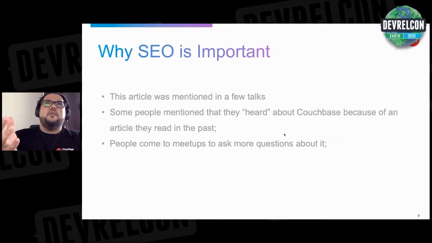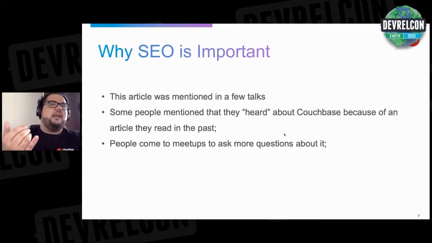And since I wrote this article 2 years ago already, it was mentioned in a few talks by other people that I never met. Some other people that I met at the booth mentioned that they had heard about Couchbase because they read some article about a specific topic that I wrote on our blog. Surprisingly, some people even come to the meetups where I usually speak to ask questions about this specific topic. These are just a few examples of how powerful blogging actually is, and it kind of blows my mind when I see this kind of thing happening.